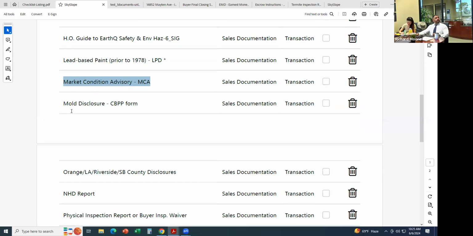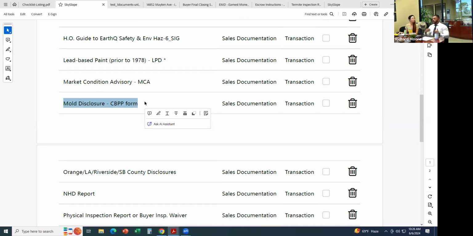Okay? The next one is... Who's providing them? The listing side, listing agent. Yes. But again, if for some reason they don't send it to you, just have your buyer sign it, pull it up on Zip Forms, have your buyer sign it, and send it for the seller signatures as well. The next form is the mold disclosure.